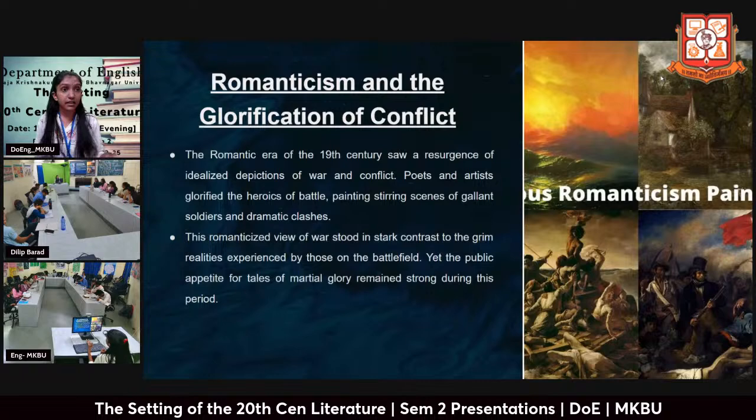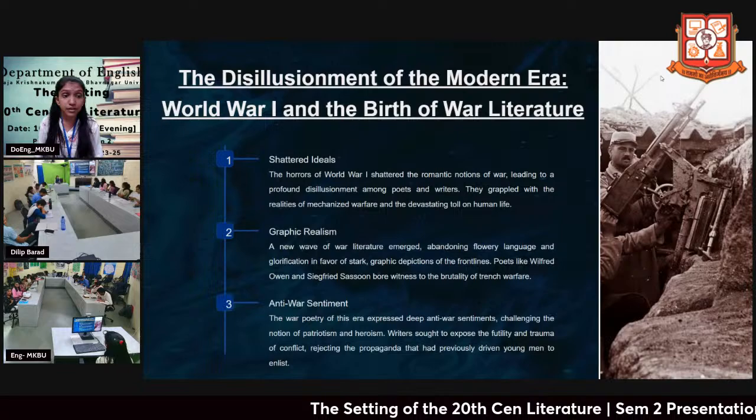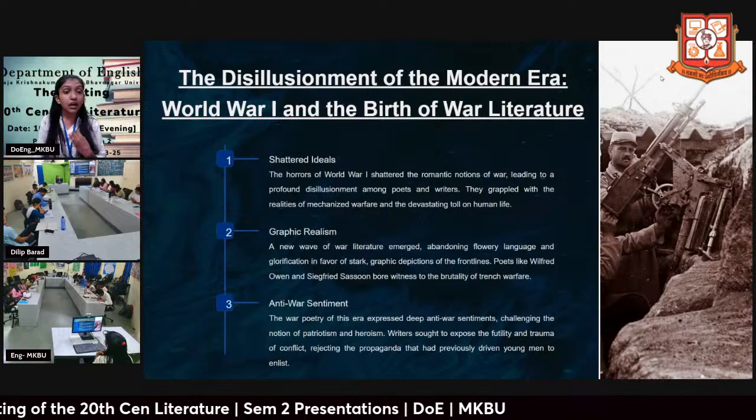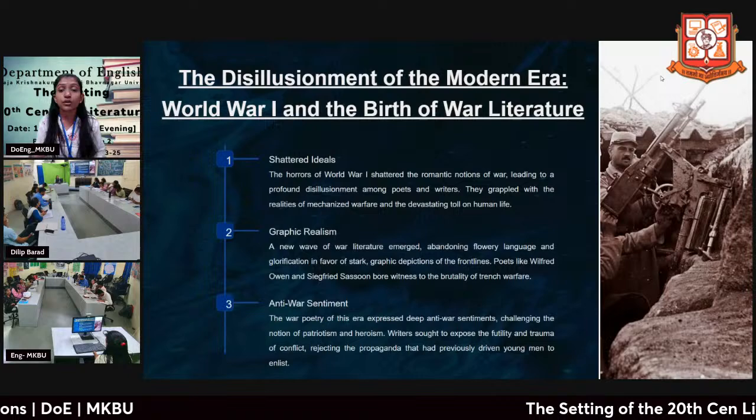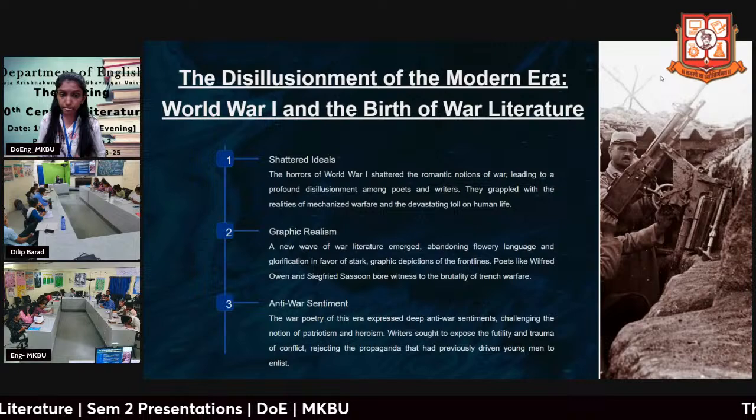Yes, the disillusionment of the modern era, World War One, and the birth of war literature. In this we have a characteristic of shattered ideals: the horrors of World War One shattered the romantic notion of war, leading to profound disillusionment among the poets and writers. They grappled with the realities of mechanized warfare and the devastating toll on human life.